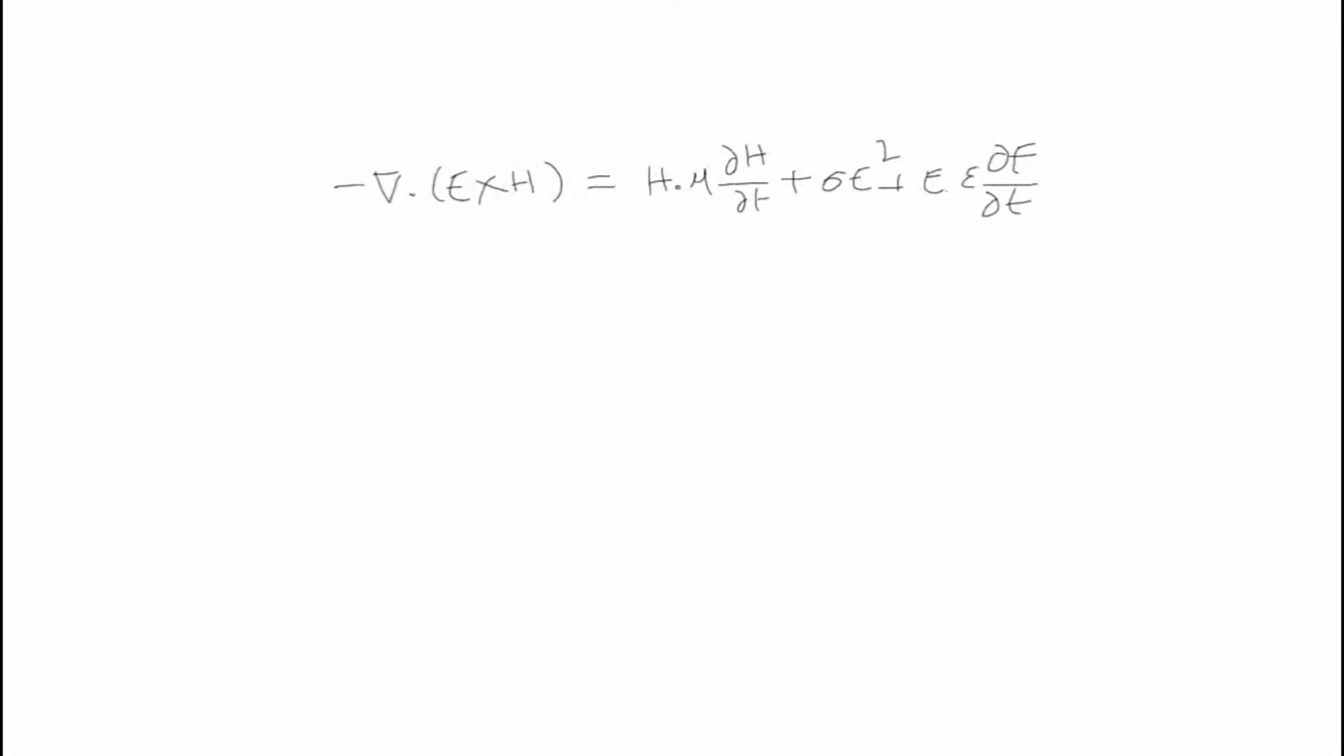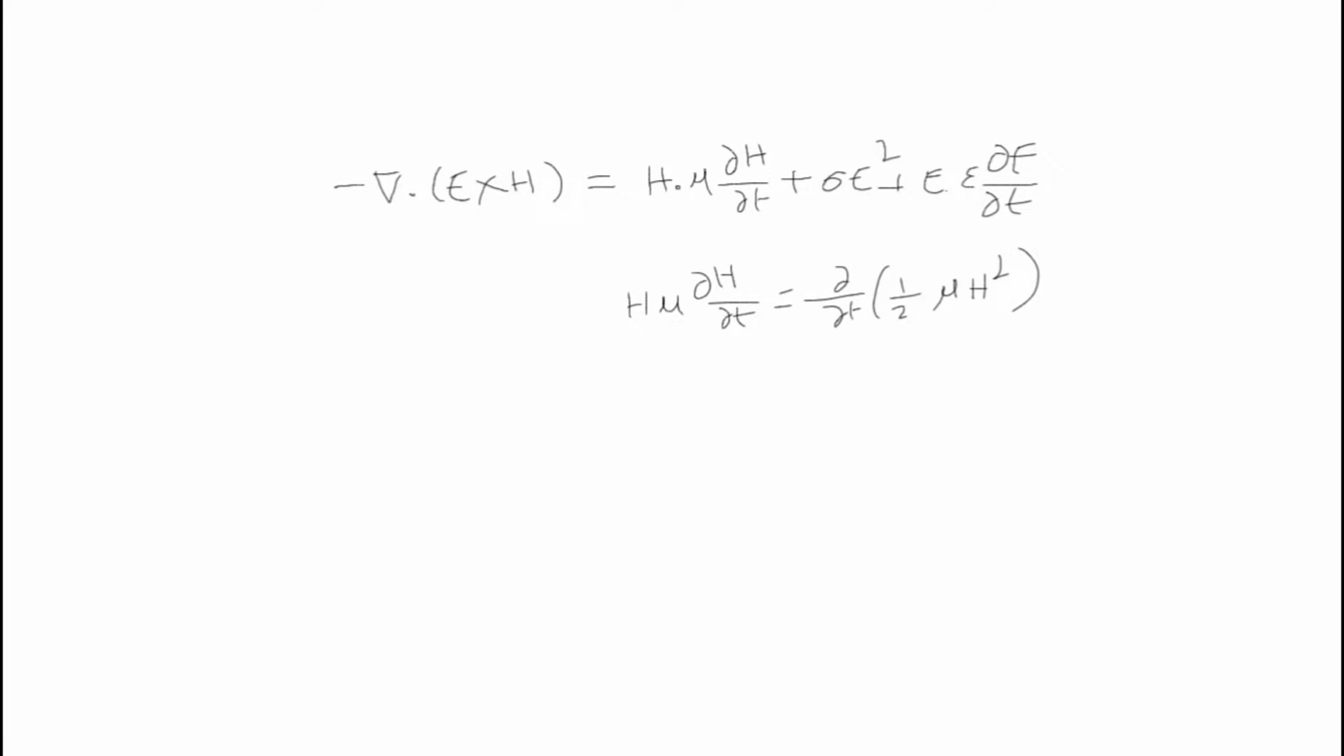Now this one, I am writing this as H dot mu dou H by dou T, or H into mu into dou H by dou T like this. That is H into mu into dou H by dou T, which is equivalent to dou by dou T of half mu H square.